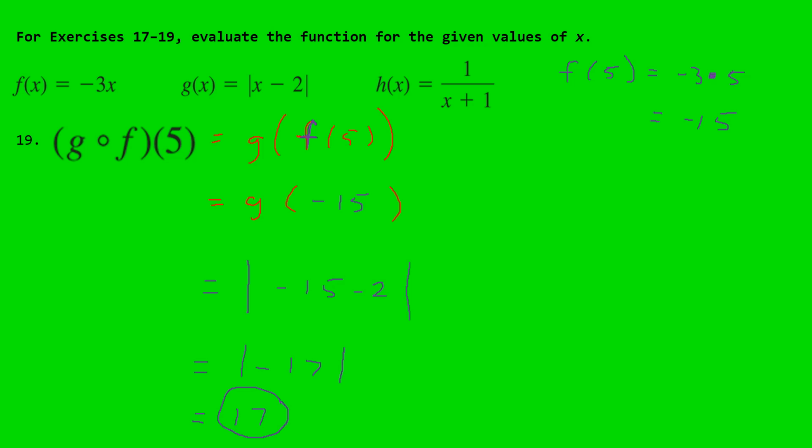Now we could have treated this like 18 and found g composed with f of x and then plugged in 5. But that would be doing work that we didn't have to do, and it's easier to do it this way. Just get a number for f of 5 and go from there.